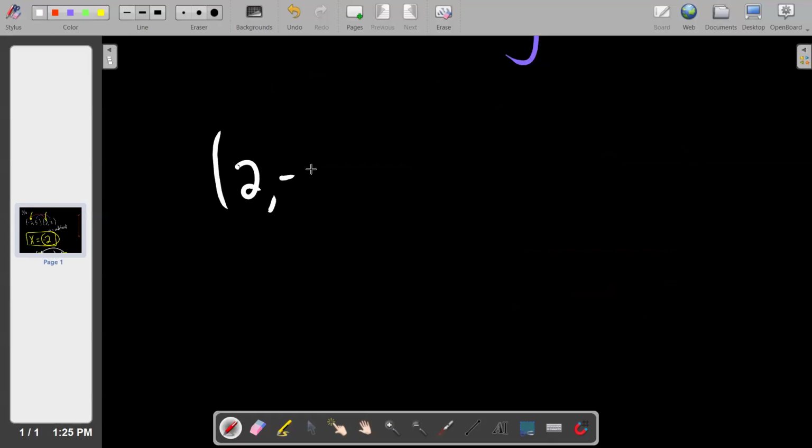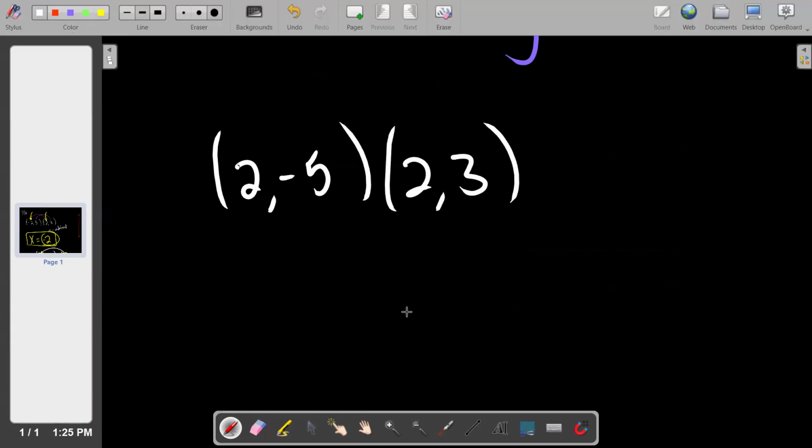Let's do (2, -5) and (2, 3). Quick. What's the equation of the line that passes through these points? It's x equals 2. Done. That's how quick these problems can be. You see that, right? They don't just both have 2's. They both have 2's in the x coordinate position.